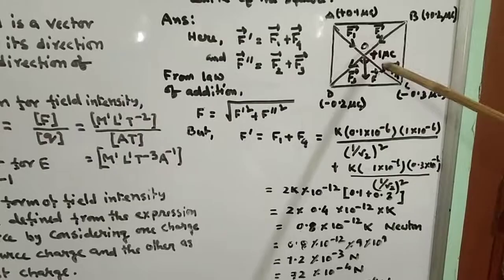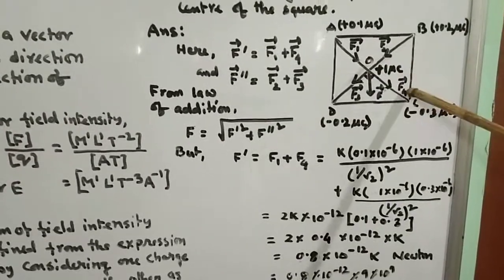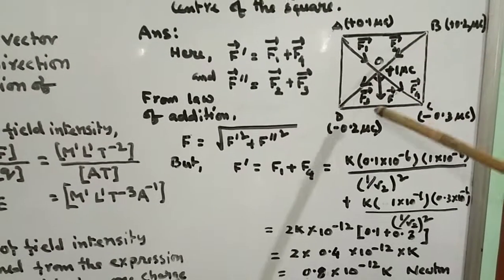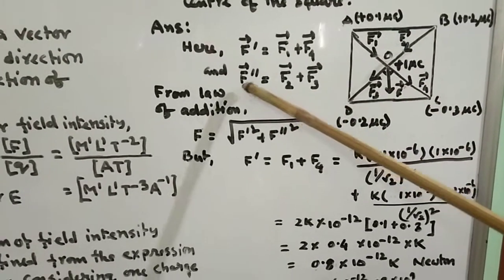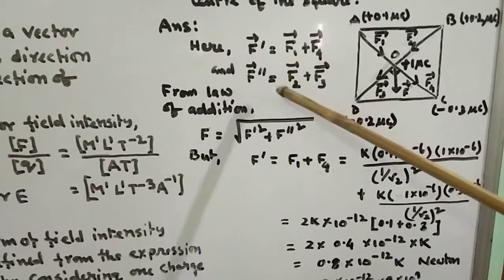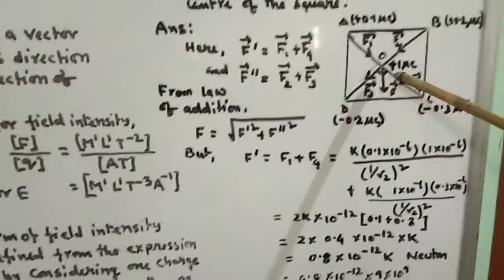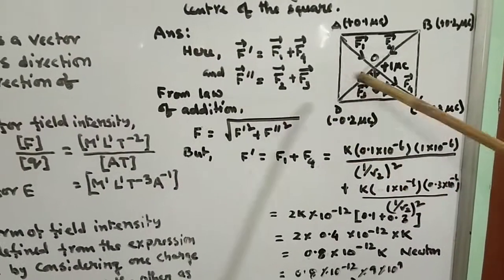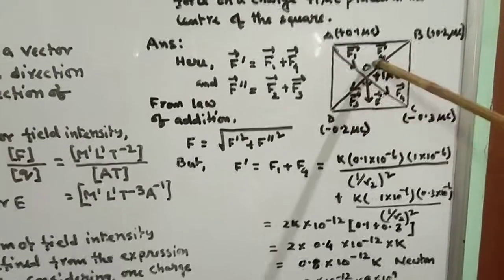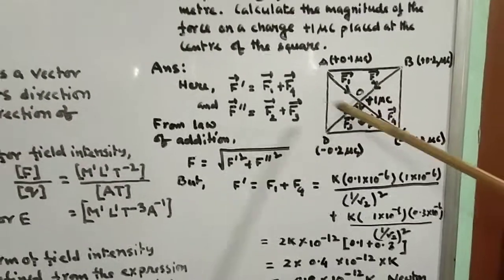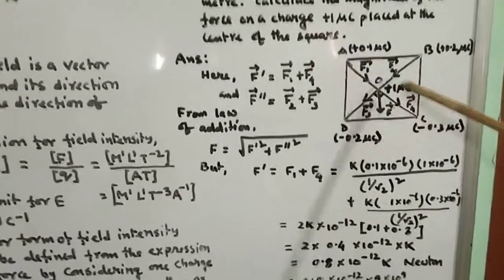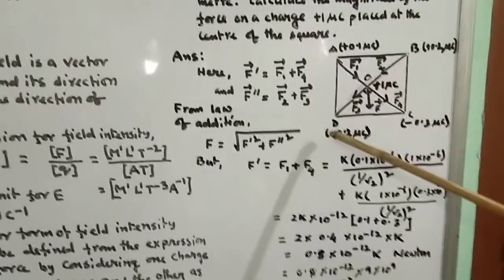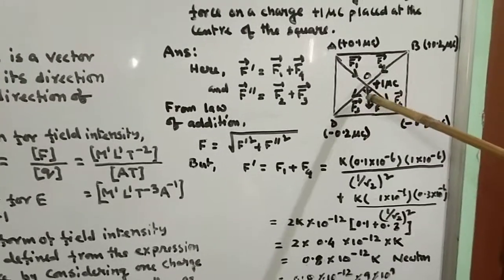So the resultant of F1 vector and F4 vector is nothing but your F dash vector. Similarly, the resultant of F2 vector and F3 vector is nothing but the F double dash vector. So what we have to find is the resultant of this F dash vector and F double dash vector. F dash vector is along this direction, and F double dash vector is along this direction. F1 F4 is along this direction, and F2 F3 is along this direction. So the angle between these two vectors is 90 degrees.